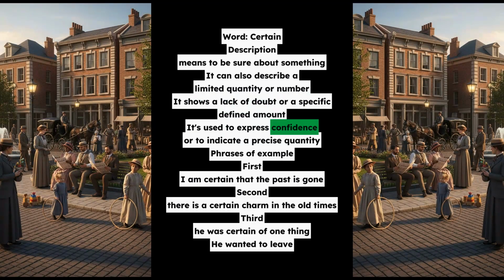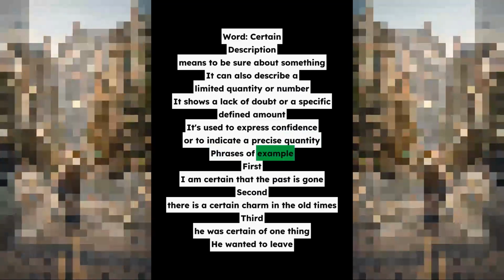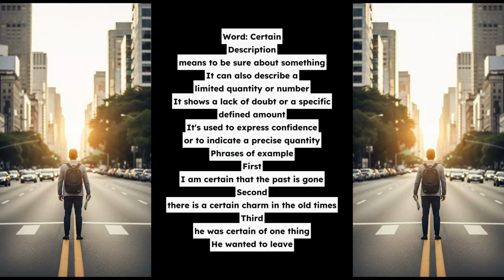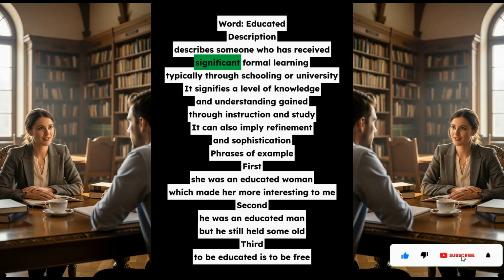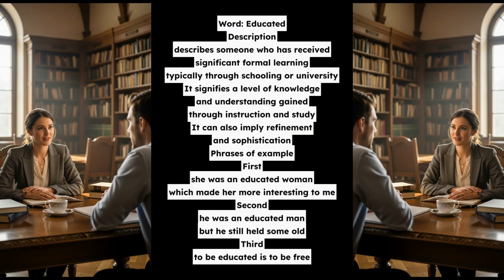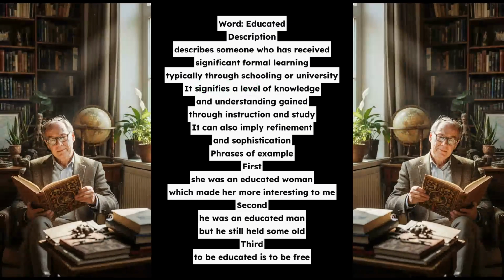Word, educated. Description: describes someone who has received significant formal learning, typically through schooling or university. It signifies a level of knowledge and understanding gained through instruction and study. It can also imply refinement and sophistication. Phrases of example. First, she was an educated woman, which made her more interesting to me. Second, he was an educated man, but he still held some old. Third, to be educated is to be free.